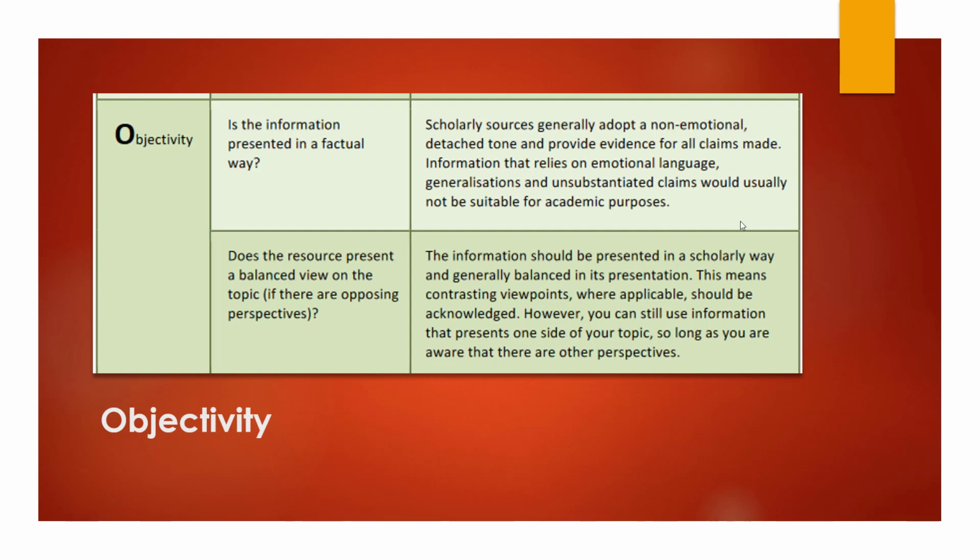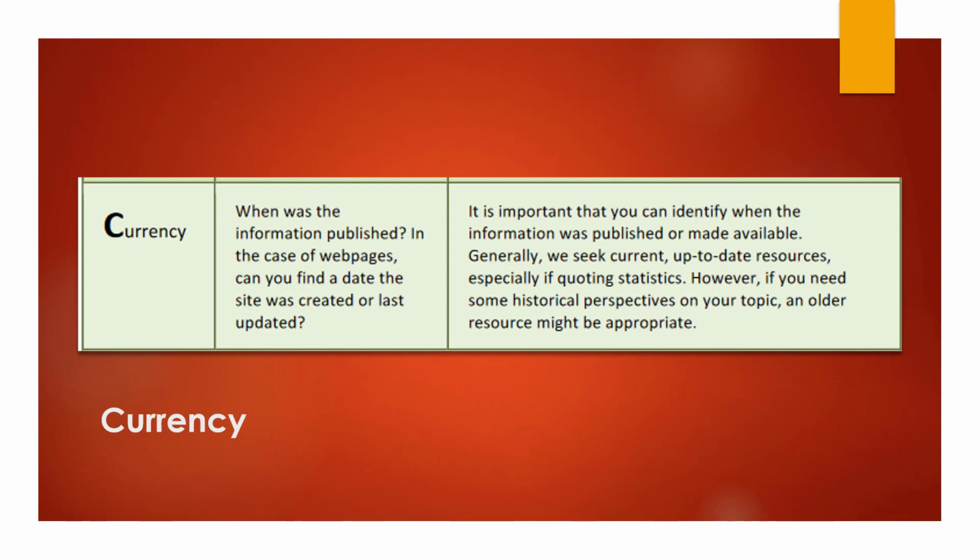However, you can still use information that presents one side of your topic, as long as you are aware that there are other perspectives. And finally, we need to look at the currency of the information. So when was it published? In the case of web pages, sometimes you can't find a date for when it was created or last updated. However, it's important that you can identify when the information was published or made available.